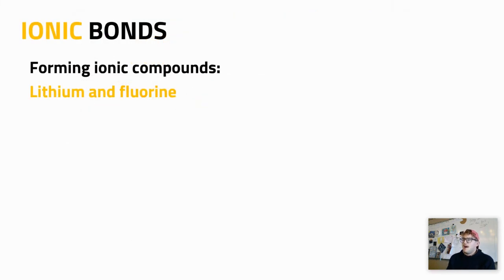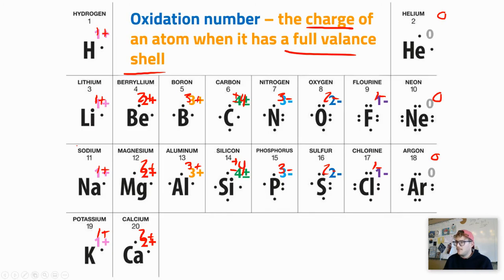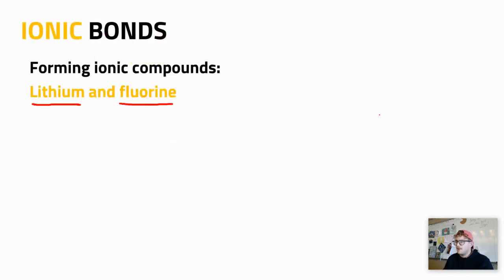So ionic bonds, forming ionic compounds. Let's form an ionic compound with lithium and fluorine. Well, if you go back and look at what lithium would be, lithium has 1 valence electron and fluorine has 7. All right, so I'm going to draw the Lewis dot diagrams for both of them. Lithium has 1 valence electron, which is right there. Fluorine has 7. So I'm going to draw the 7 valence electrons out, just like this.